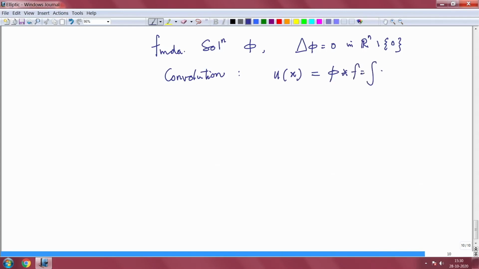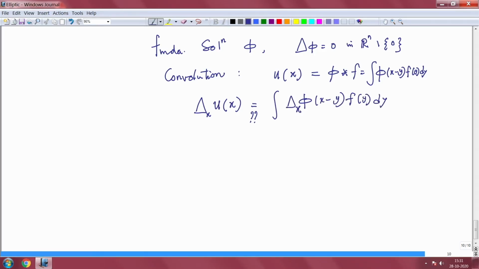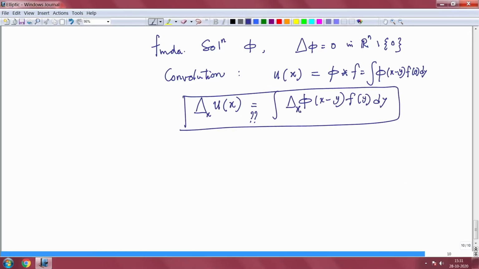That is nothing but the integral of phi(x minus y) f(y) dy. Then we are trying to differentiate u with respect to x two times and sum it. To do this you take du by dxi, and again the question we have asked: even if the convolution is meaningful, can you do the differentiation, Laplacian of x, phi(x minus y) f(y) dy? But this is not correct, not true.